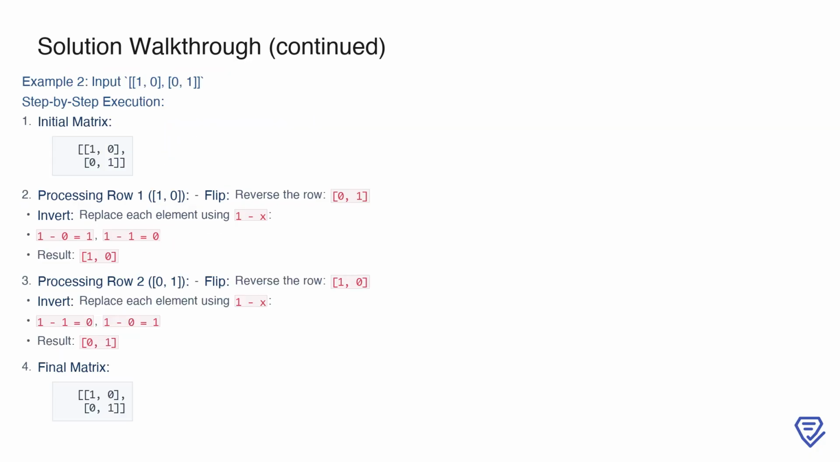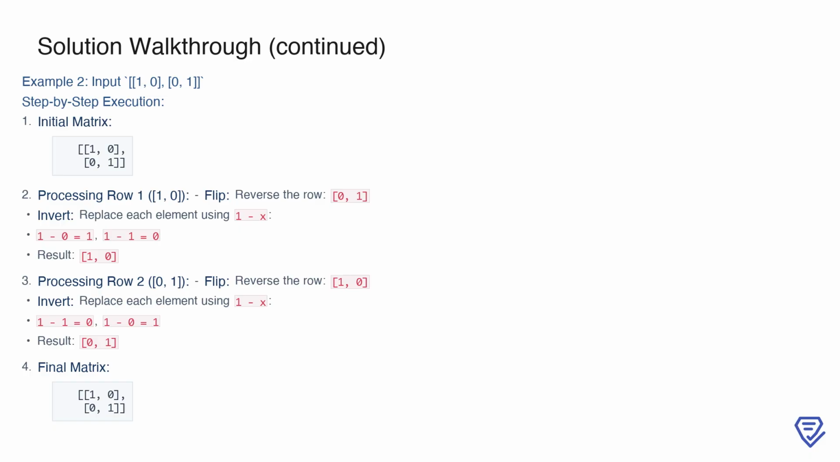Let's consider another example with a smaller matrix, 1, 0, 0, 1. The first row, 1, 0, is flipped to 0, 1. Then, inverting the elements gives 1, 0, as the 0 becomes a 1 and the 1 becomes a 0. For the second row, 0, 1, flipping it results in 1, 0. After inverting, the first 1 turns into 0, and the last 0 becomes 1, producing 0, 1. The final transformed matrix is 1, 0, 0, 1.